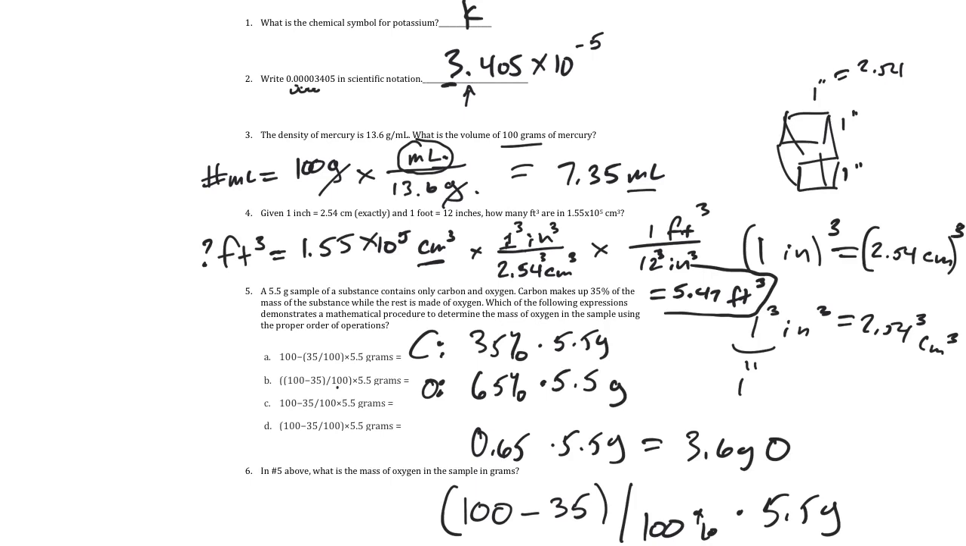You can see here that if you miss the parentheses, A is going to get the answer wrong. Likewise, C is wrong because we're just doing 100, then minus 35 divided by 100 times 5.5. So we're doing all this math and then subtracting that from 100. That's not correct. And likewise with D, we're doing 100 minus 35, but we divided 35 by 100 first. We forgot to put that extra parentheses in.